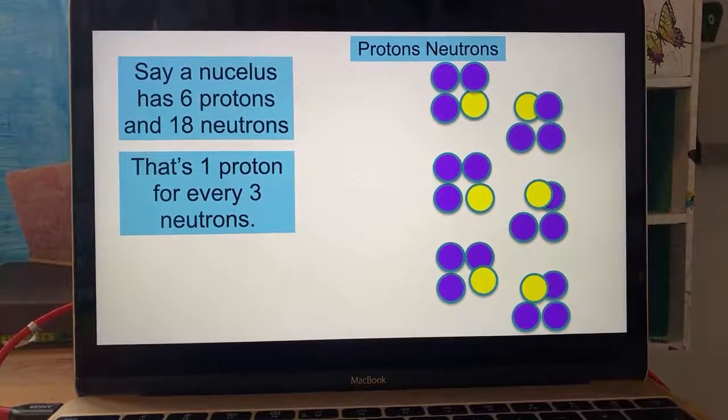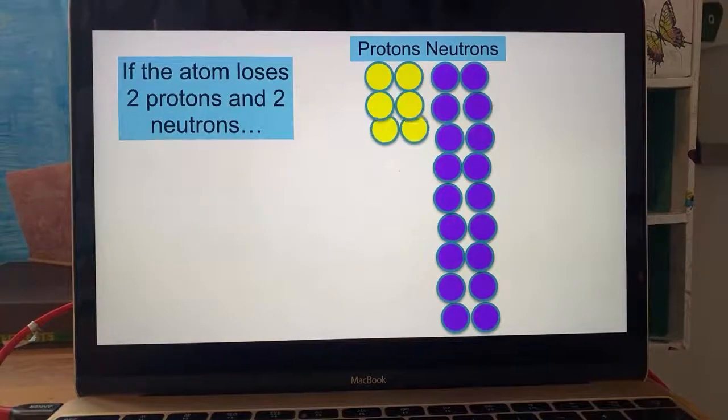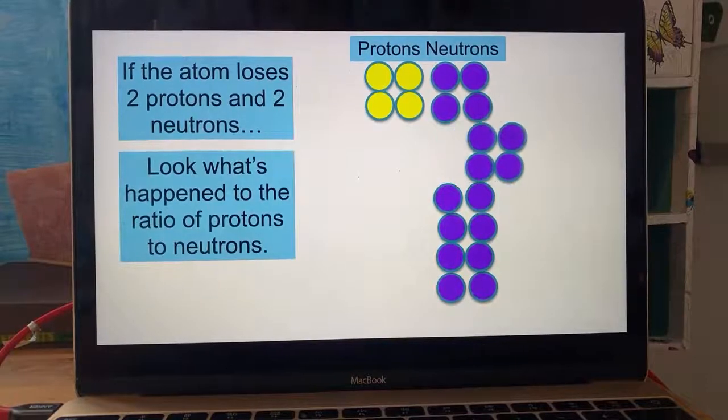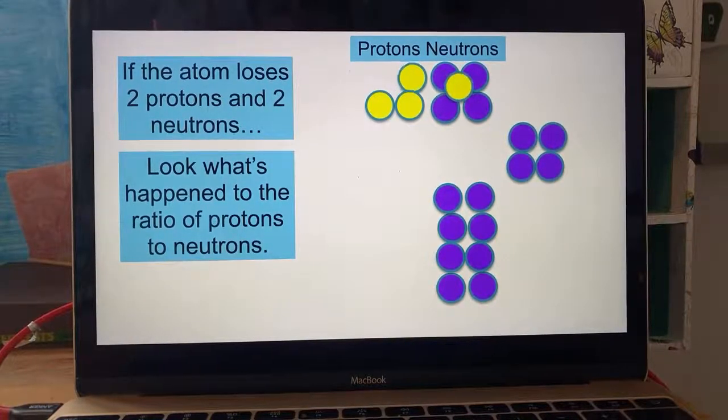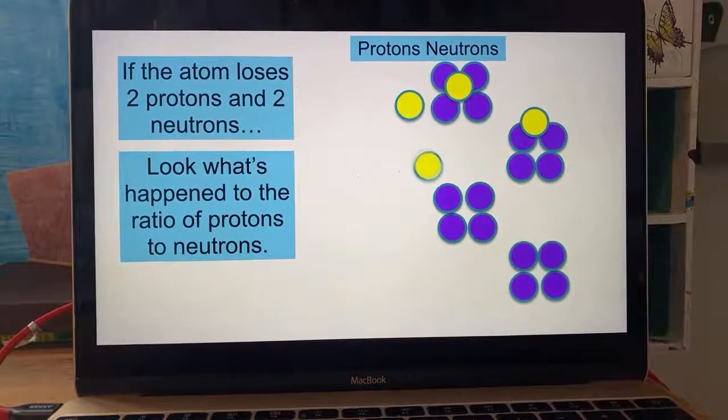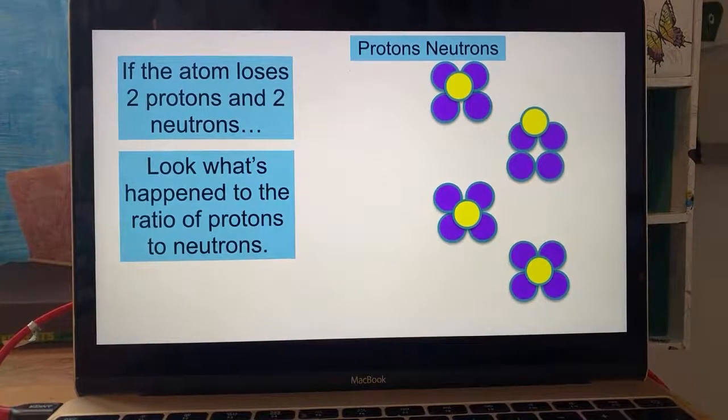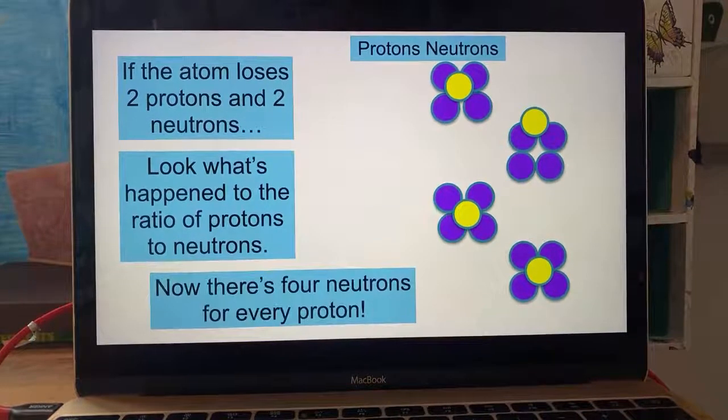So if we get rid of 2 protons and 2 neutrons, so we've lost the same amount of protons and neutrons, what happens to the ratio? Maths is beautiful, isn't it? You've lost 2 protons and 2 neutrons, but now the ratio is completely different. Now the ratio is 1 proton for every 4 neutrons. So that's a very oversimplified example of how it's not the amount of things you lose, it's the ratio that makes the nucleus unstable.